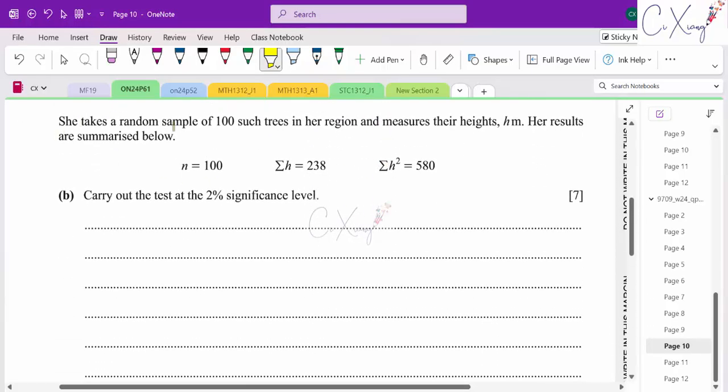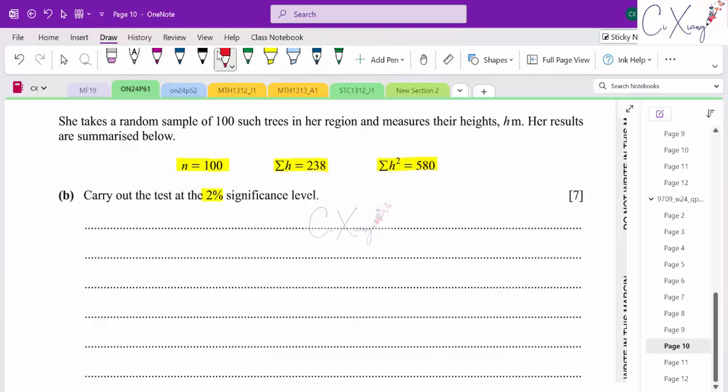She takes a random sample of 100 such trees in her region and measures their heights, which is h. Her results are summarized as below. So all the information provided here will be about the values of the sample. Carry out the test at a 2% significance level.